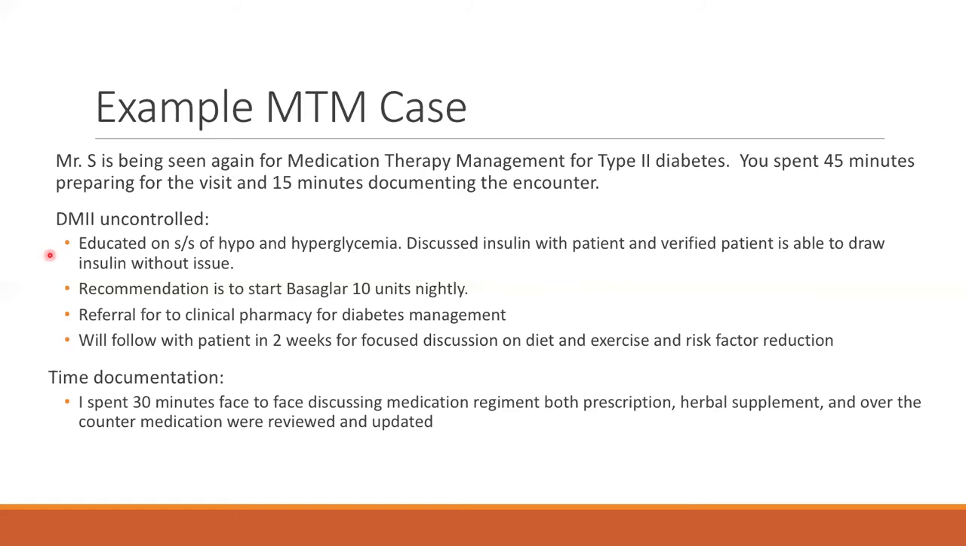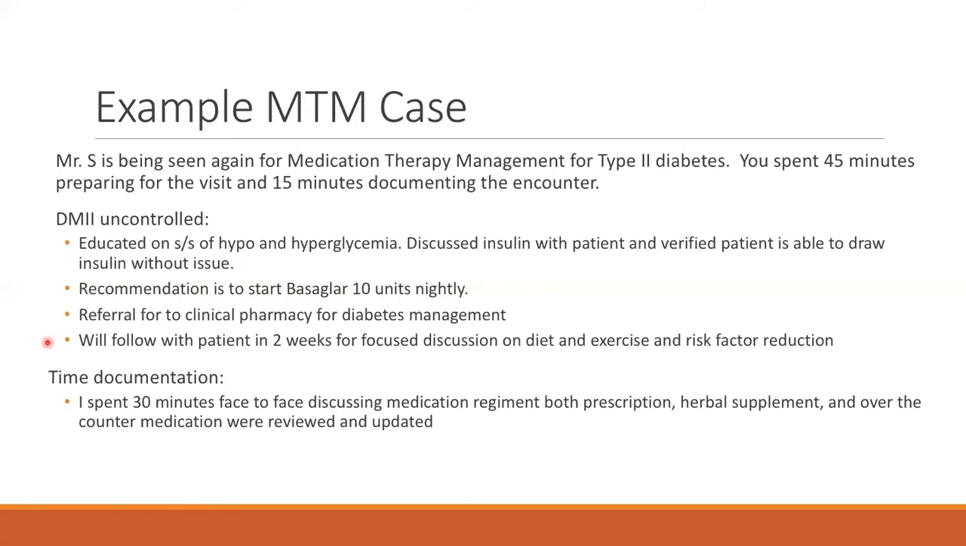She's getting both hypo and hyperglycemic numbers on self-testing and having symptoms of both. So we spent a lot of time educating her on the signs and symptoms of hypo and hyperglycemia. We discussed proper insulin use with the patient, asked her to show us how she's drawing out insulin into her syringes and injecting it. And we provided some recommendations back to her provider to make some changes to her insulin.